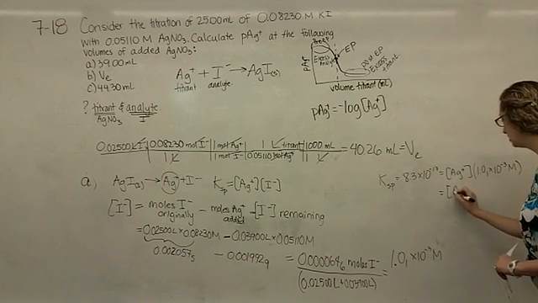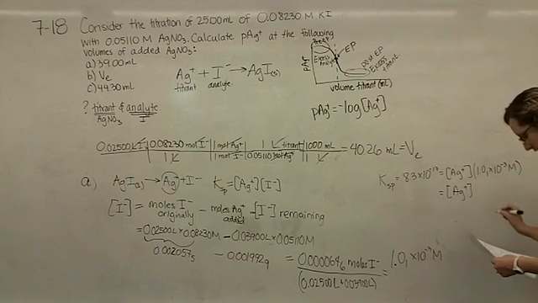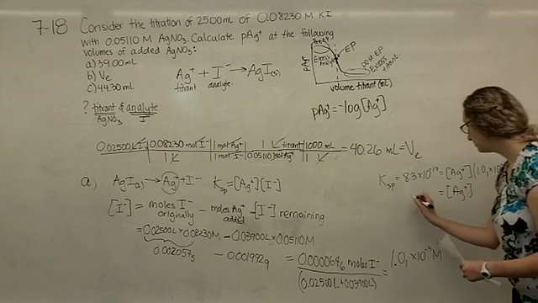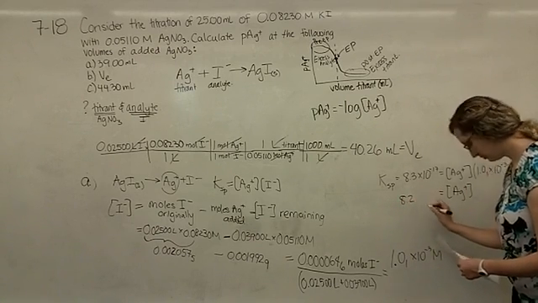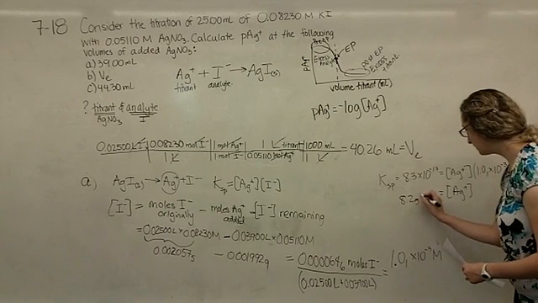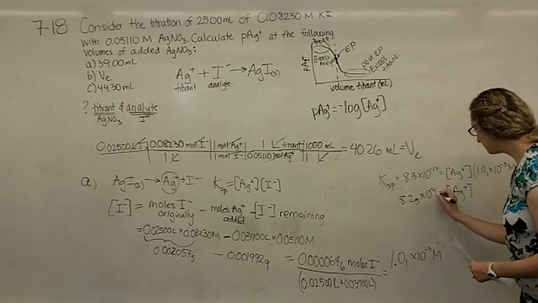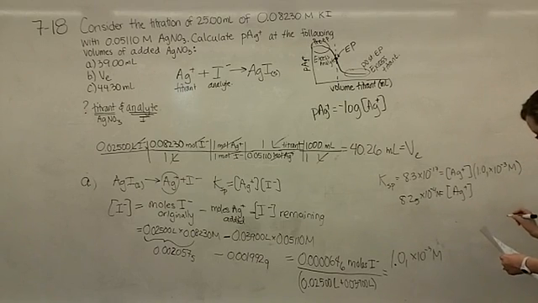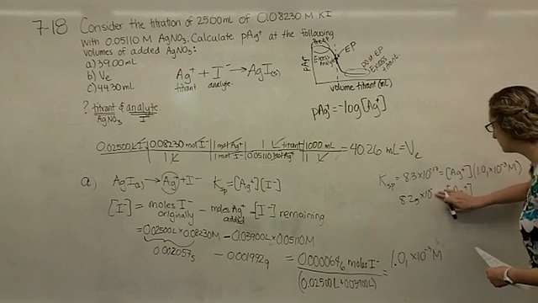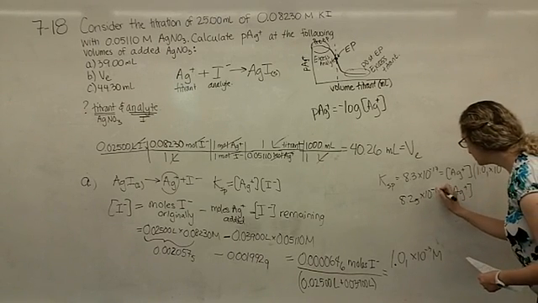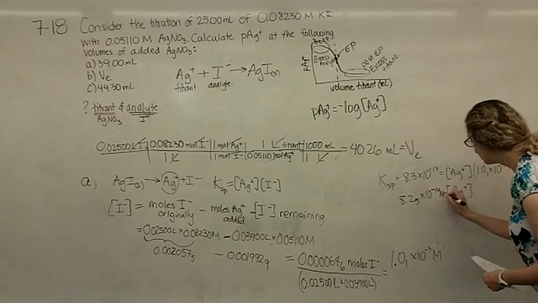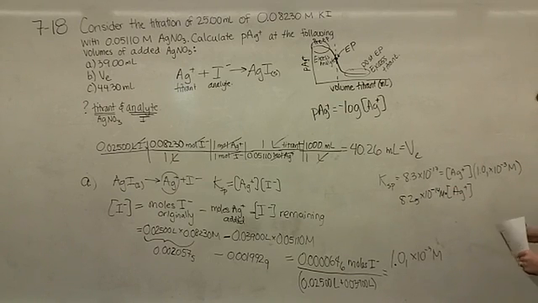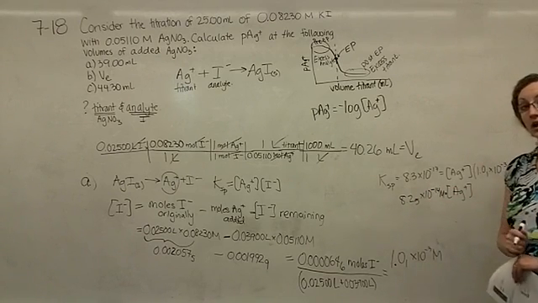Then your silver ion concentration will be 8.25 times 10 to the minus 4 molar. Oops, minus 14. Sorry, I read the number wrong. 14 molar. So that's our silver ion concentration.